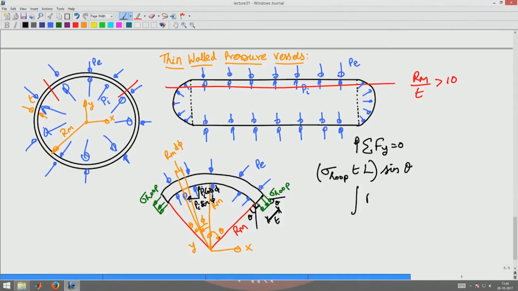So, I have Pi cos phi, which is the component of the applied pressure along the y direction, into the distance Rm d phi, into the length of the cylinder L. This I have to integrate from minus theta to plus theta, because I am measuring theta in the anticlockwise sense on one side and in the clockwise direction on the other side. So, this will be minus theta to theta, and this stress acts in the positive y direction, and hence it is positive.